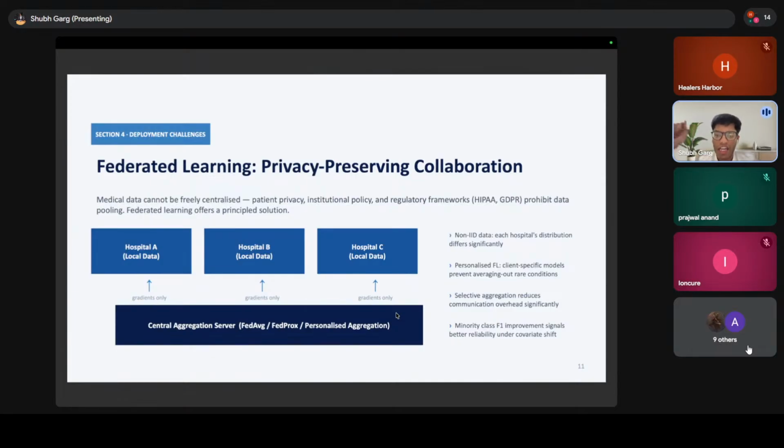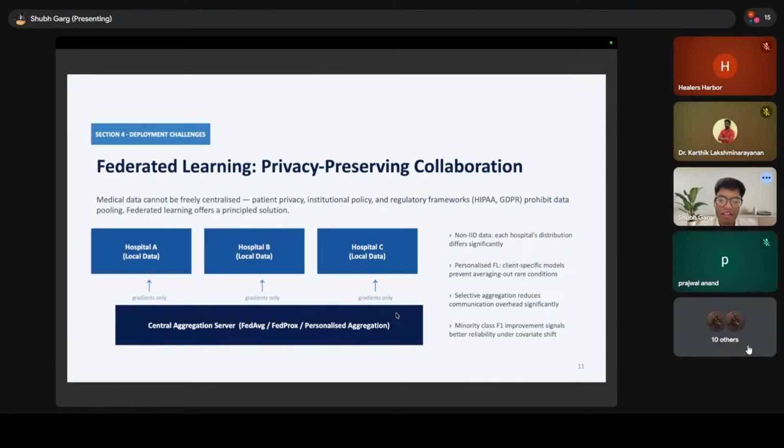The core idea is elegant. Instead of moving the data to the model, you move the model to the data. Look at the diagram on the slide. Hospitals A, B, and C each keep patient data entirely local. A shared global model is sent to each institution. Each institution trains it locally on their own data and computes gradient updates. Only those gradient updates, not the raw data, are sent to a central aggregation server. The server combines the gradients using algorithms like FedAvg or FedProx, and then sends an updated model back and iterates.